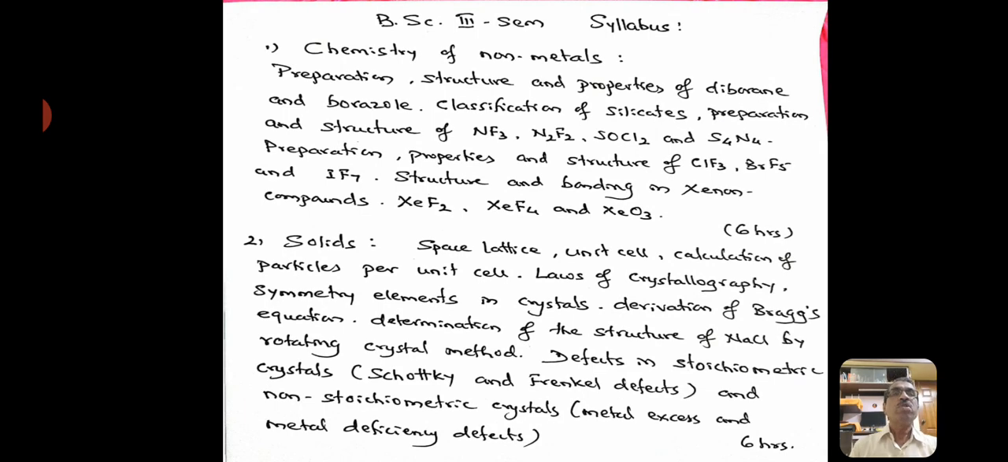In this semester I am going to take chemistry of nonmetals. In this chemistry of nonmetals, we have preparation, structure and properties of diborane and borazole, classification of silicates, preparation and structure of NF3, N2F2 and SOCl2 and S4N4, preparation, properties and structure of ClF3, BrF5 and IF7, structure and bonding in xenon compounds, XeF2, XeF4 and XeO3. This particular syllabus carries 6 hours.